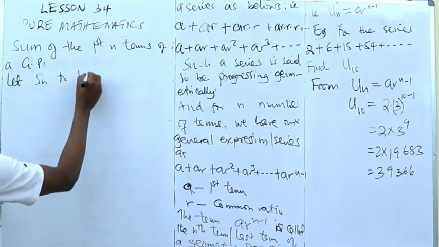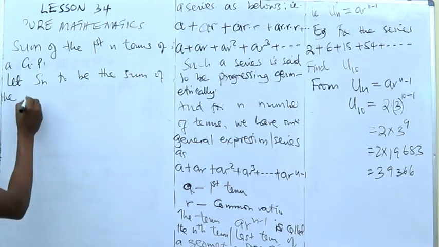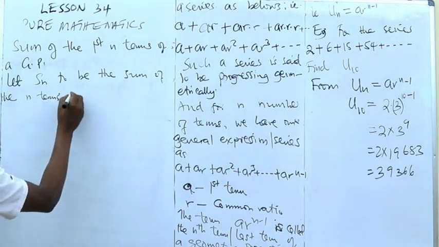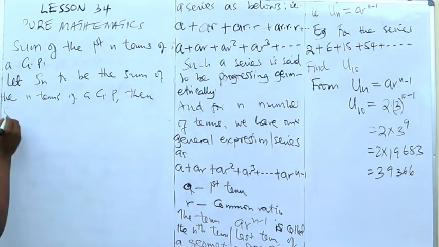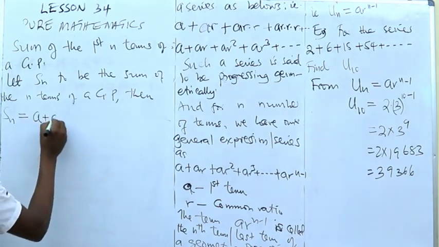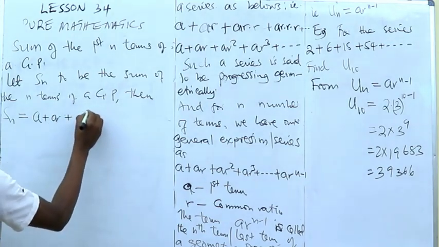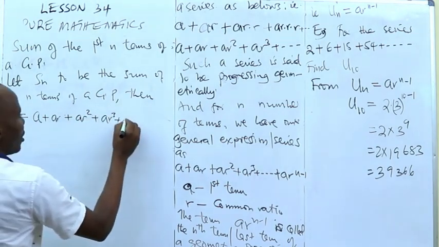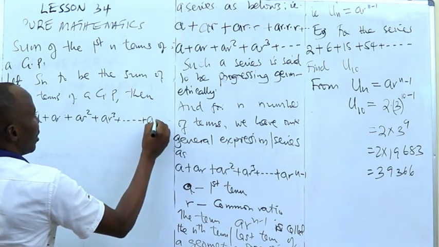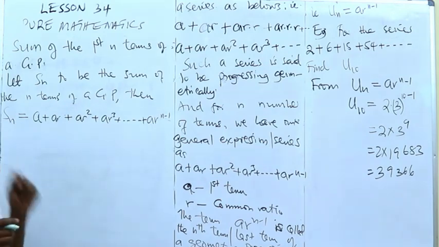Sn to be the sum of the n terms of a GP, then my Sn is equal to A plus AR, plus AR squared, plus AR cubed. I can go up to there, then plus up to plus AR to the power n minus 1. I have that one there.